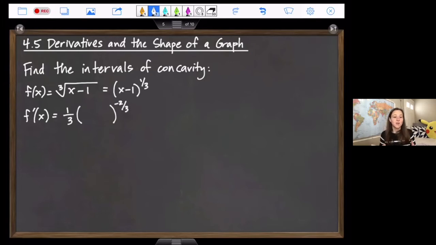And this is a chain rule. We're going to leave the inside function alone times the derivative of the inside function, which in this case just happens to be 1. All right, that's our first derivative. Now we're going to use the chain rule again to find the second derivative.